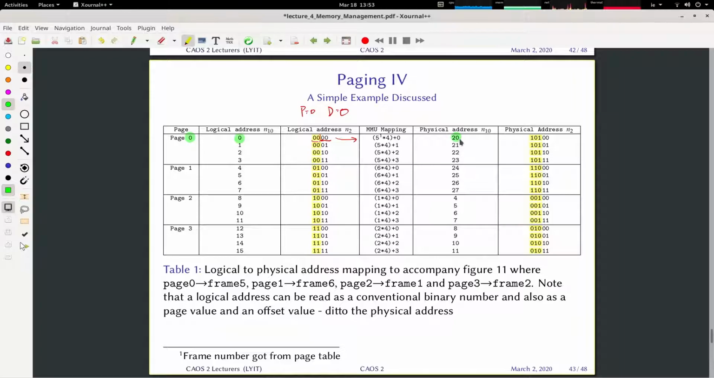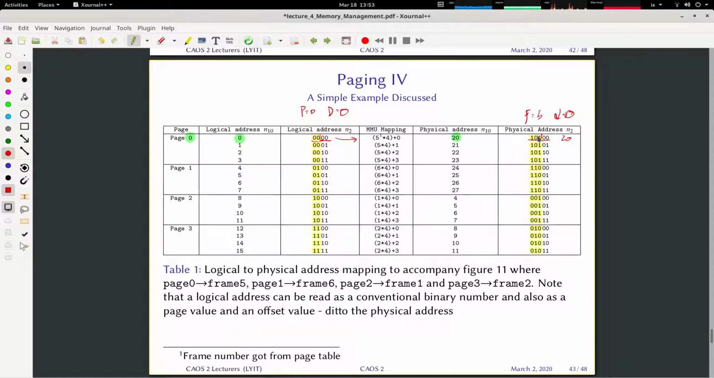Of course, this is the decimal representation, so if we write 20 out as a binary number, we get 10100, which when considered by itself is equal to 20, but also simultaneously represents frame 5, f equals 5, which is this number here, 101, the binary representation of 5, and then the offset d is equal to 0, like so.